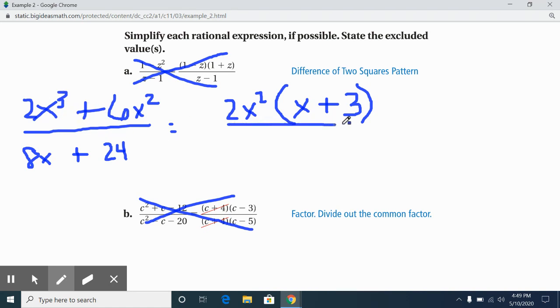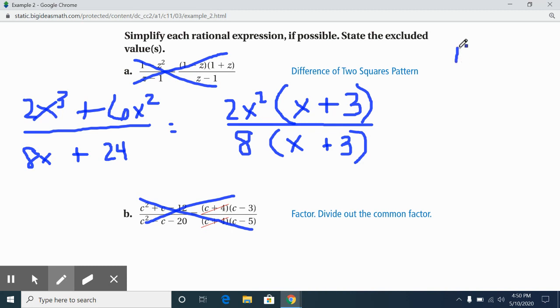I'm going to do the same thing with the denominator now. We need to factor this. What's the greatest common factor between 8x and 24? It would be 8. What's left inside the parentheses is x plus 3. Now, after I factor and before I simplify, I'm going to find my excluded value.